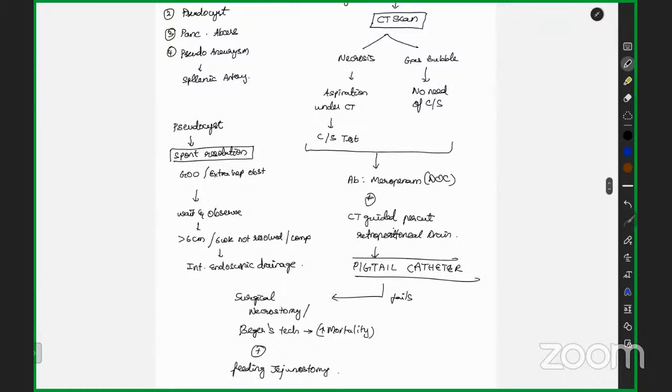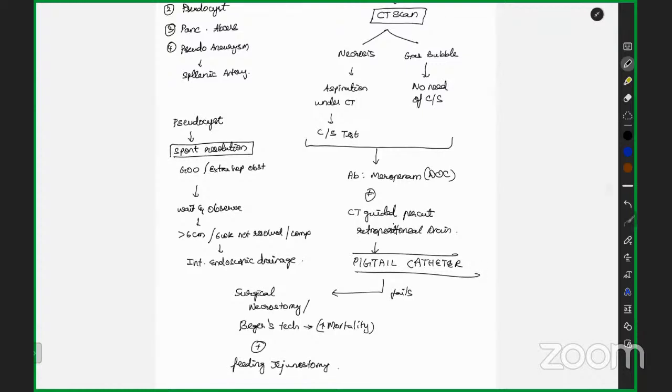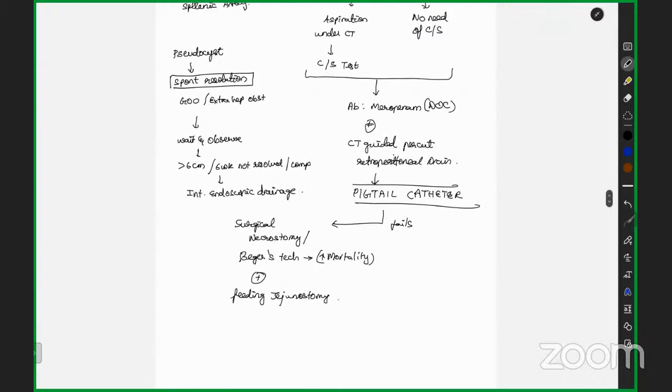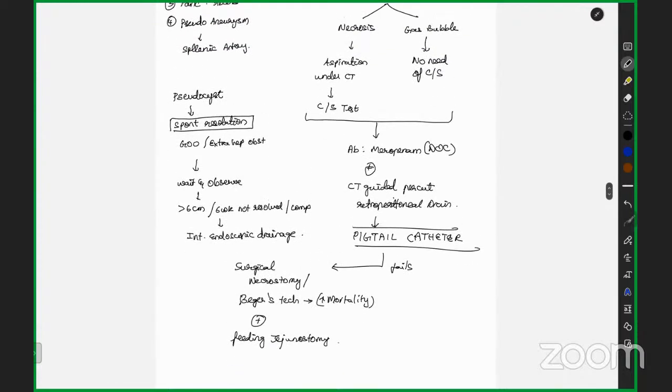We can also do a beggar's technique. But what is the problem with beggar's technique? It has an increased mortality. And also I'm going to perform a feeding jejunostomy. So now, if my patient is going to have a pseudocyst, what am I going to do? I'm going to wait for spontaneous resolution. I'm going to check, wait and observe.